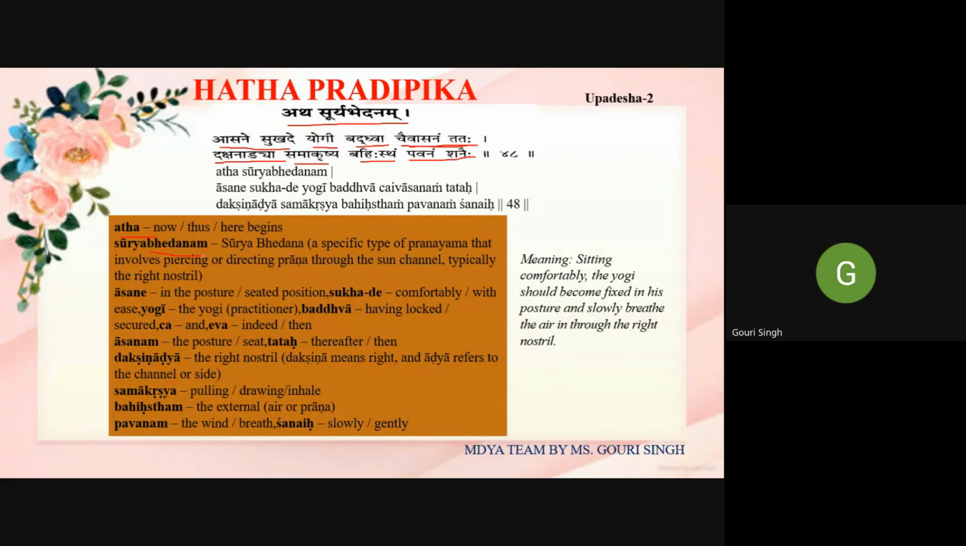So Atha Surya Vedana means now Swatmanam is talking about the Surya Vedana Kriya or Surya Vedana Kumbhaka, where Surya Veda means pranayam. Asane sukhade yogi means there is no discussion about which asana you need to perform first. Directly he says whichever asana is proper and comfortable for you, that asana should be accepted by the yogi, and the yogi should be seated in that asana.